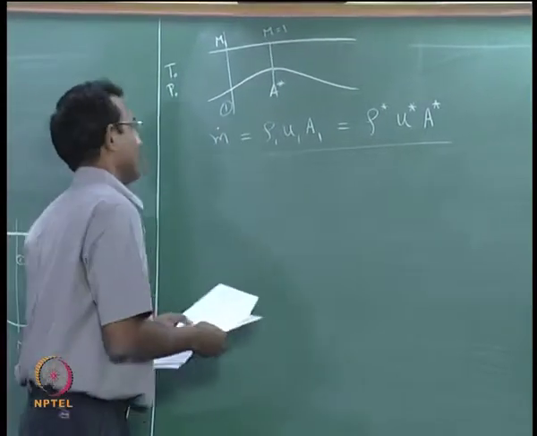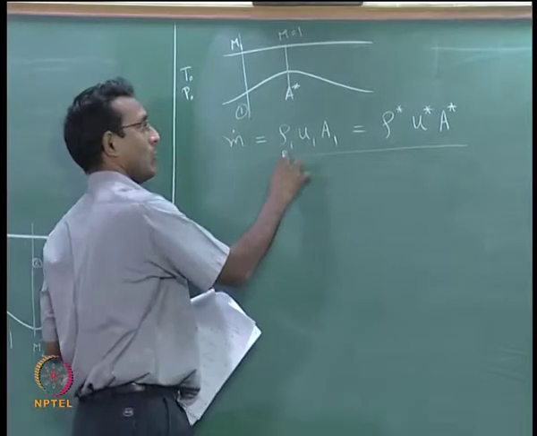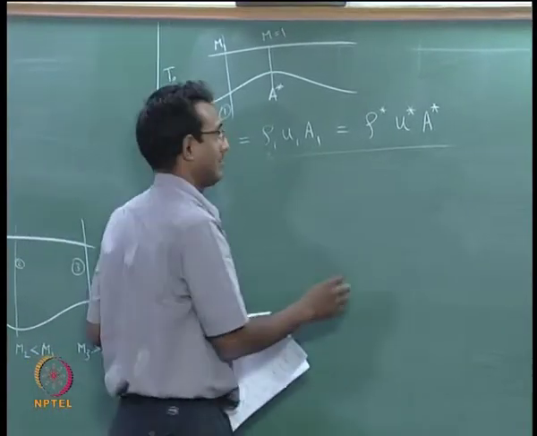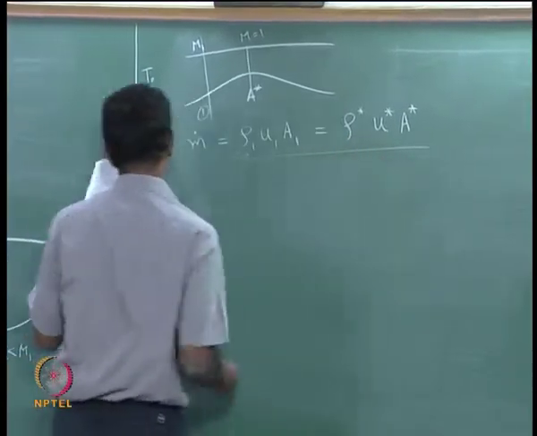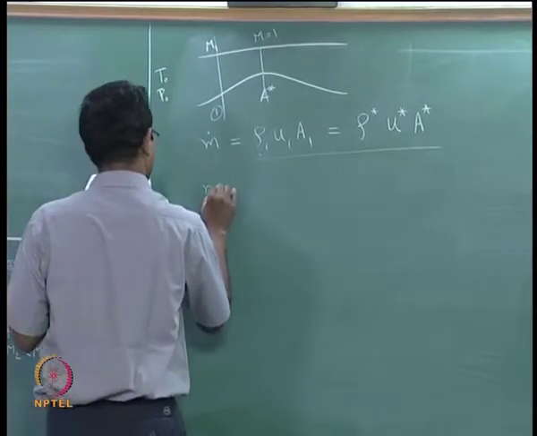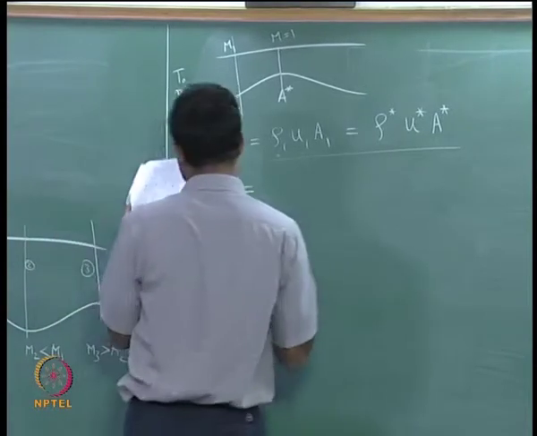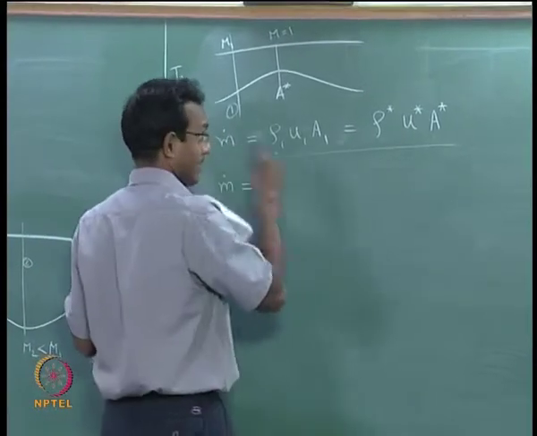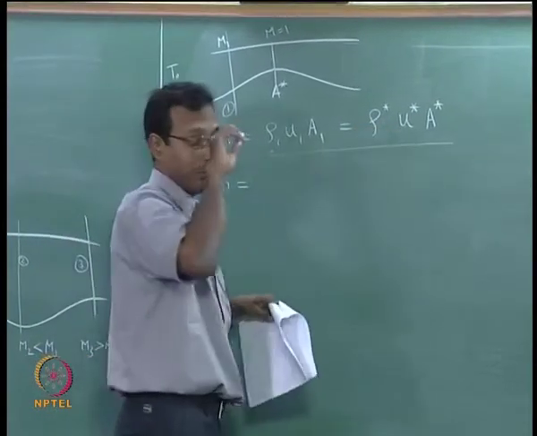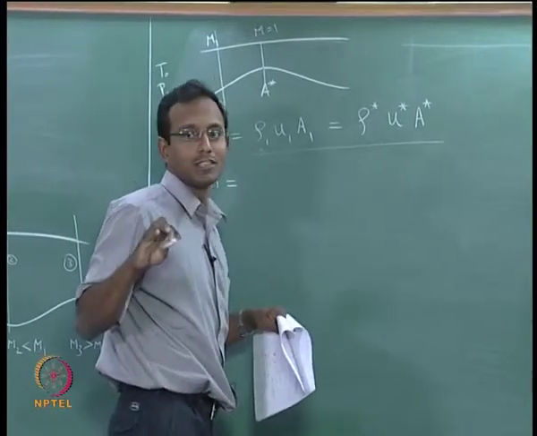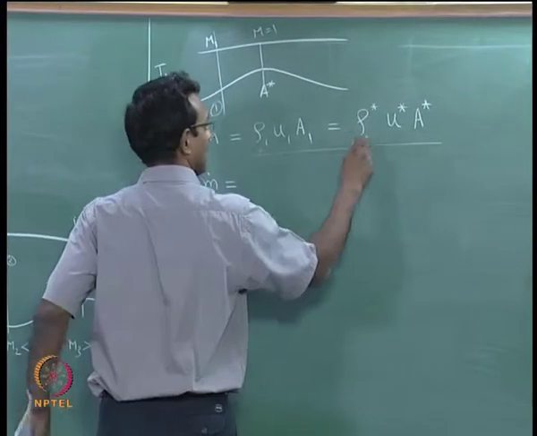Not very difficult to do. I won't use this rho 1 u1 a1, it is more difficult. I will use this. Okay. m dot is going to be equal to, I will write everything only in terms of P naught and T naught, the stagnation conditions. Okay.